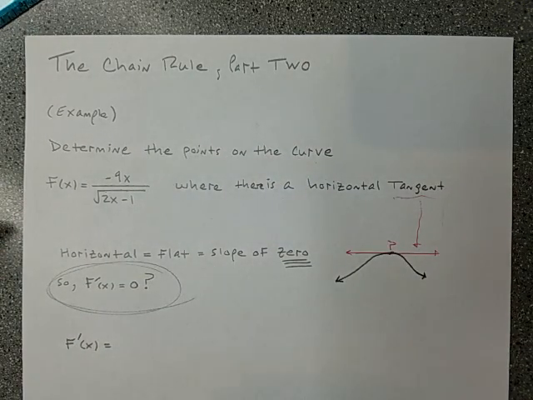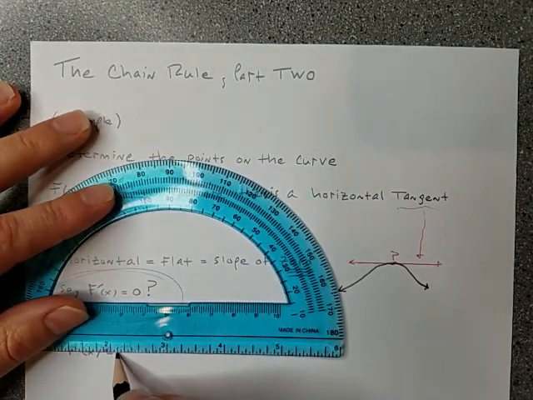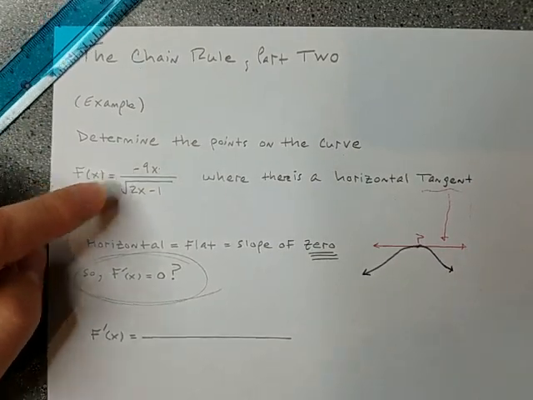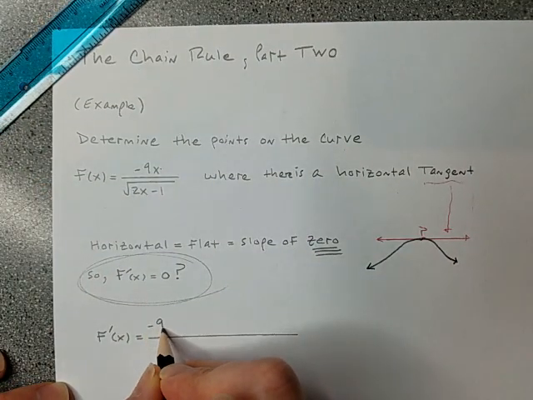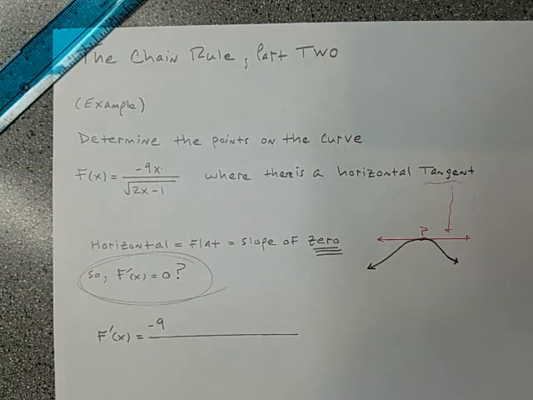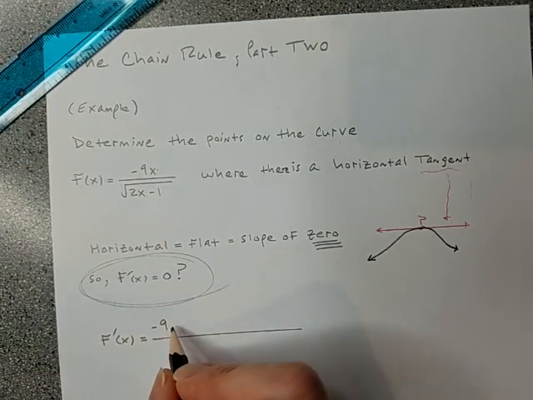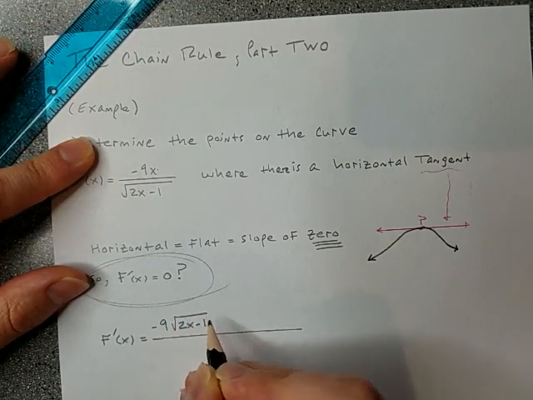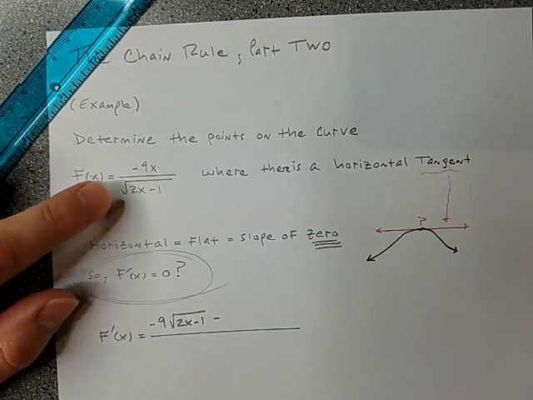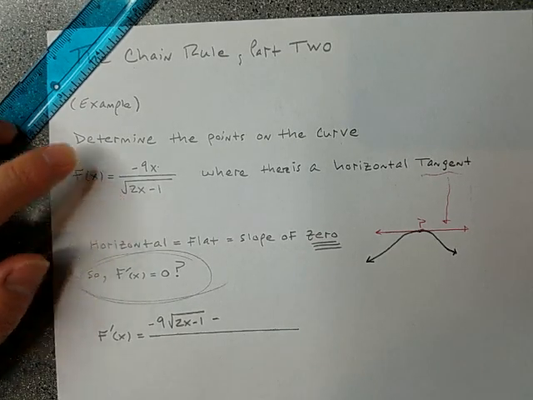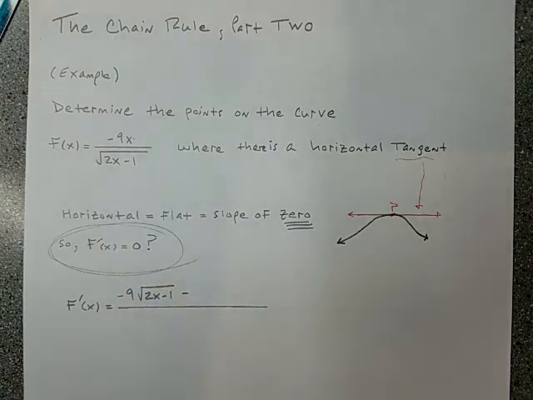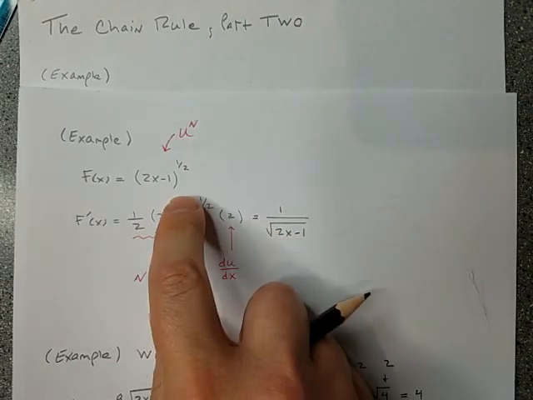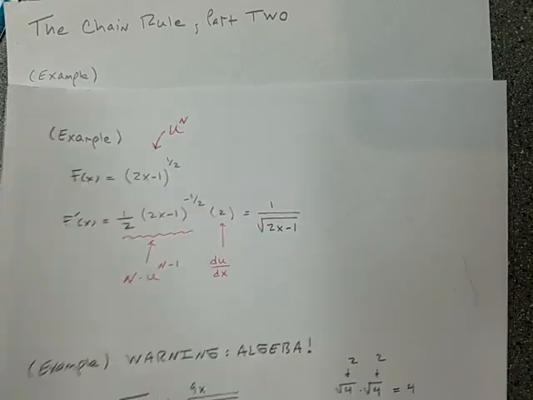So here it goes. Quotient rule plus chain rule, all right? So we got f over g. We do f prime. What's the derivative of the top? What's the derivative of negative 9x? It's negative 9. Times g. Okay, so that's 2x minus 1. Minus g prime. What's the derivative of root 2x minus 1? Well, again, I did that separately, okay? It's this. The derivative of root 2x minus 1 is 1 over root 2x minus 1.